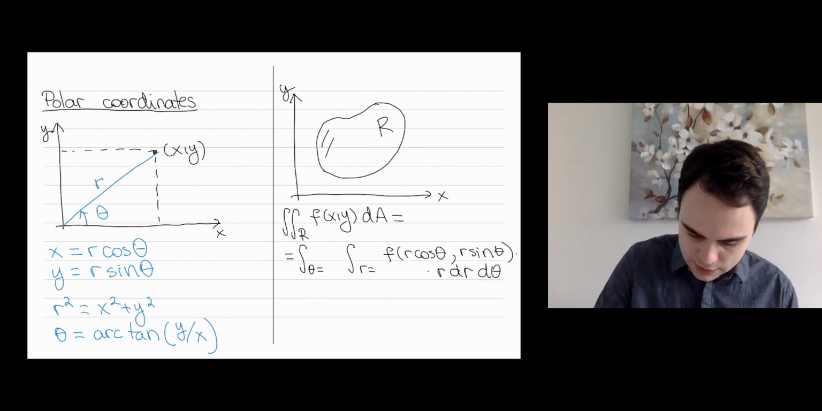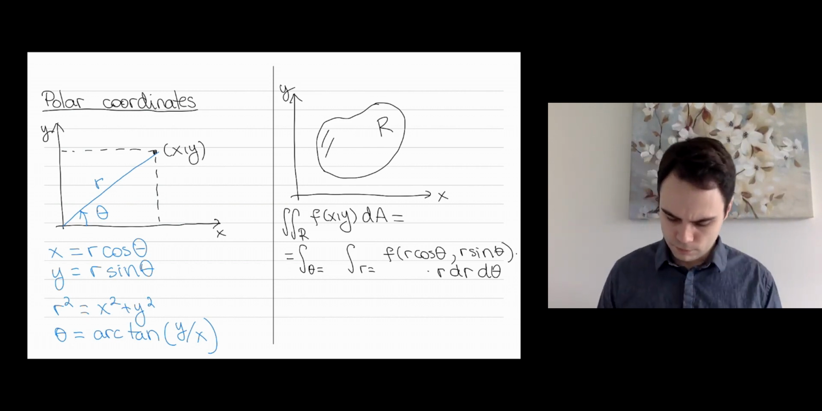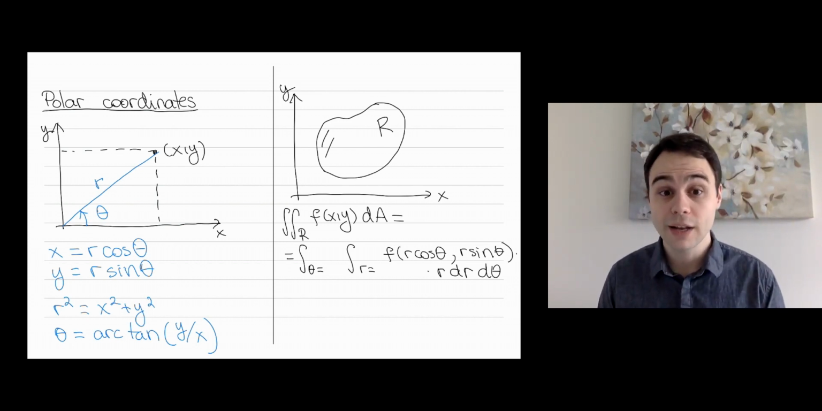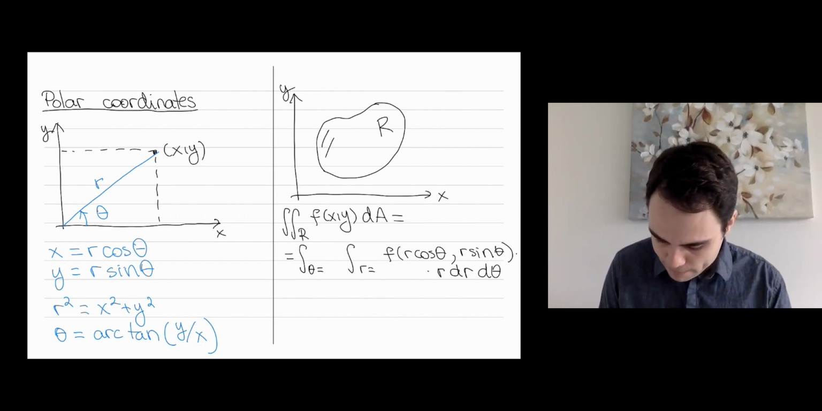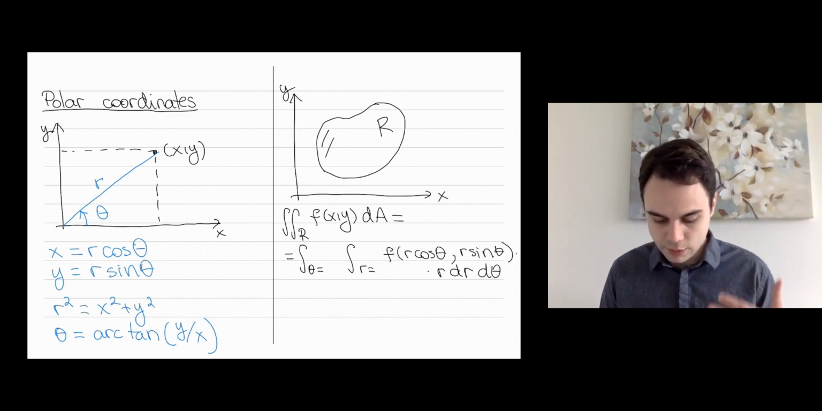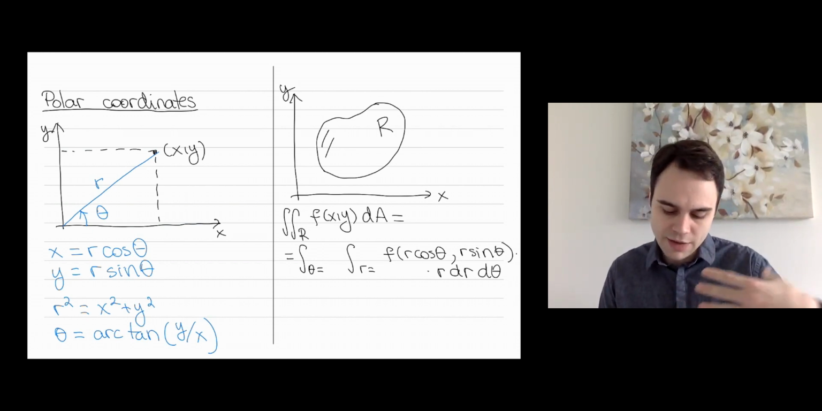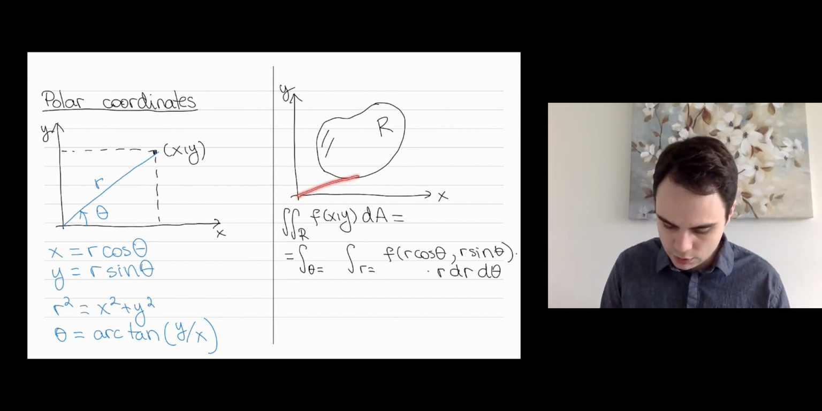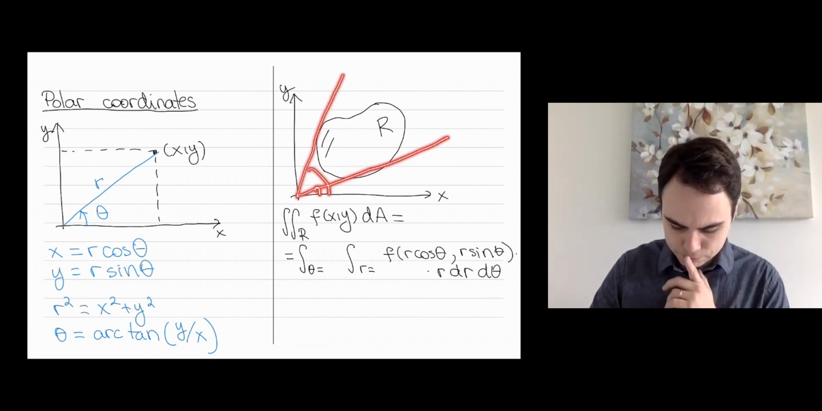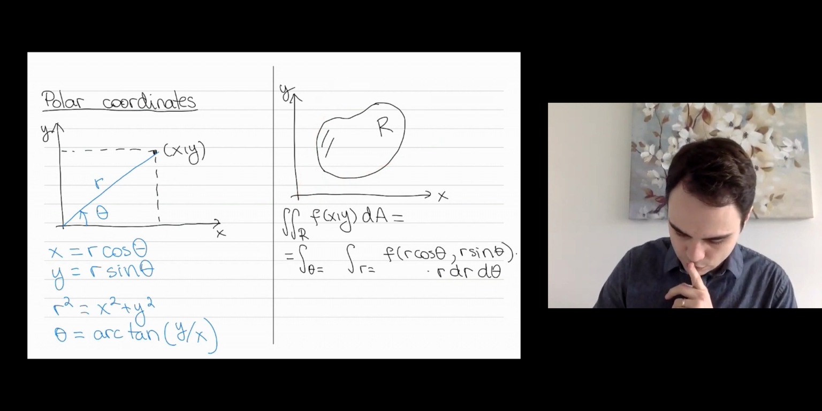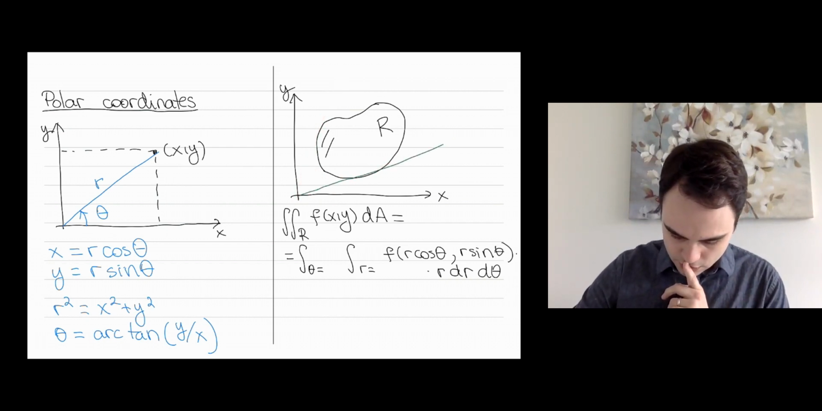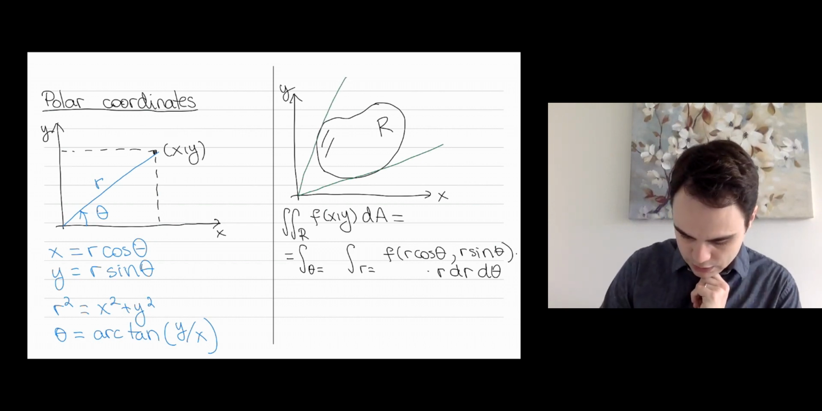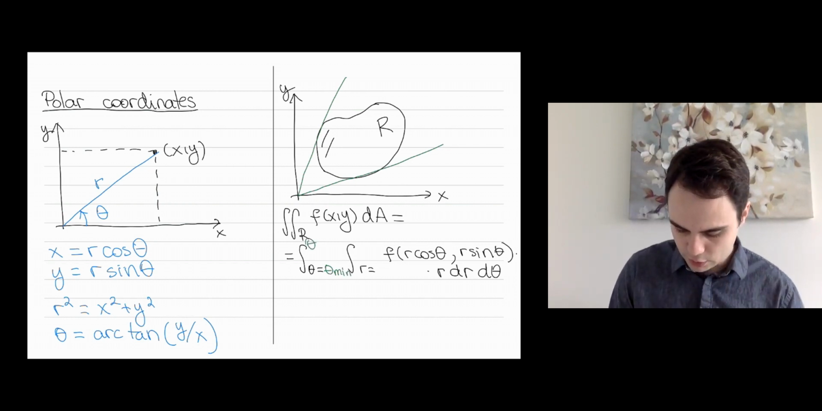Okay, let's see how this works. So let's look at the bounds. That's usually the source of headaches. The bounds for the theta integral should be the range of angles that cover this region. So here you can see that the whole region is bounded by these two angles over here. This angle and that angle. Actually, let me draw that in a permanent way. So the whole region is bounded by these two angles. The first one I'll call the minimum angle, theta min, and the other one I'll call theta max.